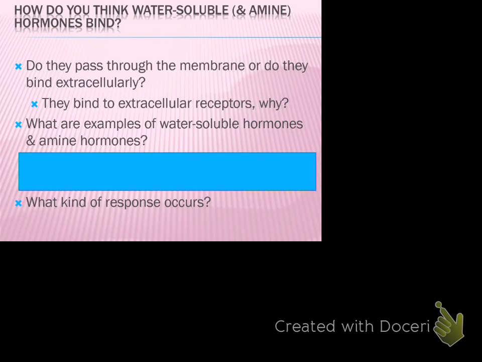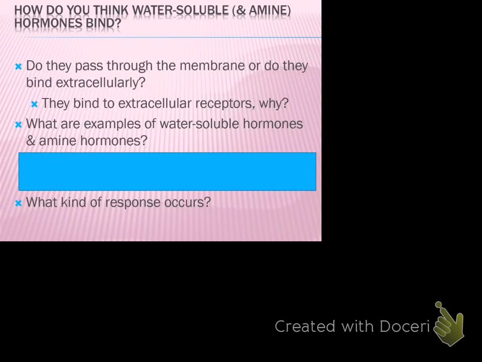Okay, and why would they bind rather than just passing through the membrane? They'd have to what? Right, they're going to be polar since they're water-soluble, so they're not going to be able to pass through the hydrophobic membrane, usually. They'd have to have some type of help to get across that in general. So that's why many of them tend to be extracellular receptors.